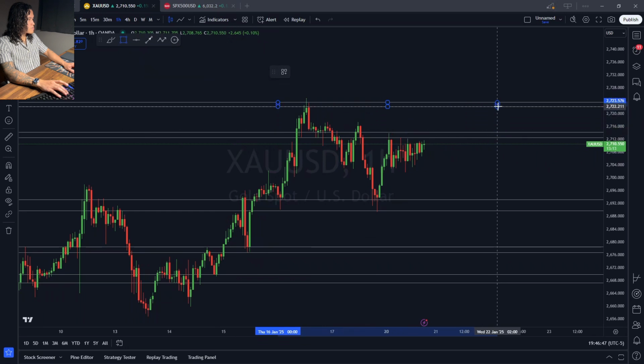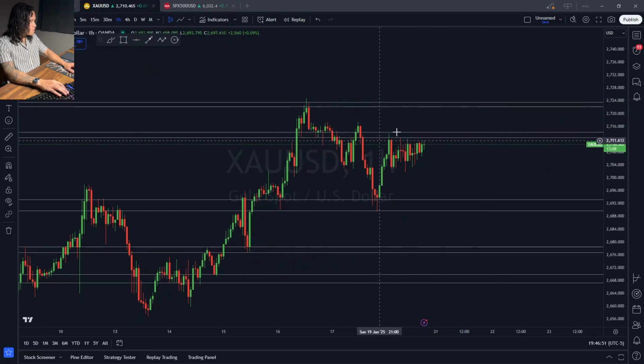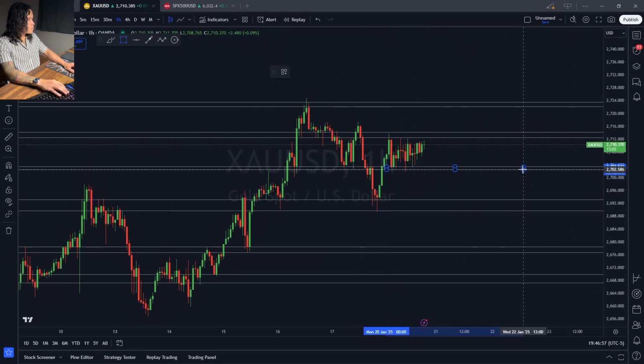Let me just mark off this resistance. We have this previous area of support, and then we have reactions at the moment. We also have, as we can see clearly, another support here on the 1 hour time frame. And just like that, guys, we've done our top-down analysis.